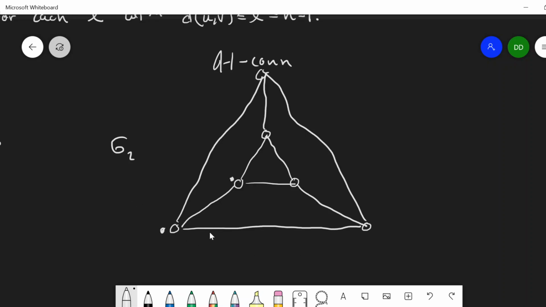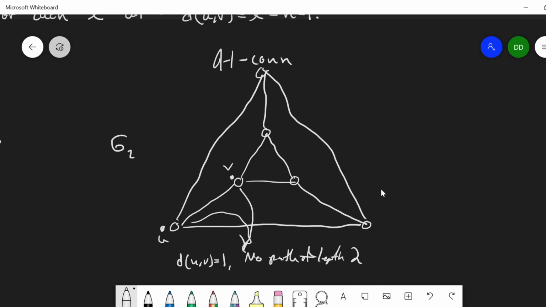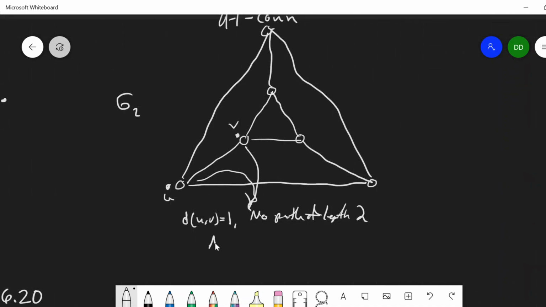So the issue here is I can't find a path of length 2 between these two vertices. So take these two vertices, let's call them u and v. There is no path of length 2, but the distance between them is 1. So if it were pan-connected, we'd be able to find that. And so this is not pan-connected.